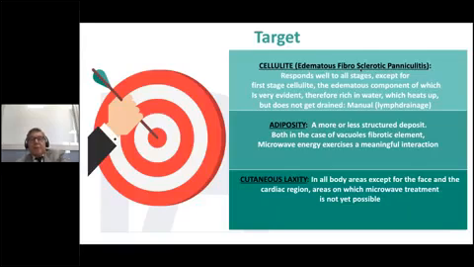Cellulite responds well to all stages, except for first stage cellulite, the edematous component of which is very evident. Therefore, it is rich in water, which eats up but doesn't get drained. So it's important to have a manual lymphodrainage. Cutaneous laxity can be treated in all body areas, except for the face and the cardiac regions, areas on which microwave treatment is not yet possible. But now, yes.